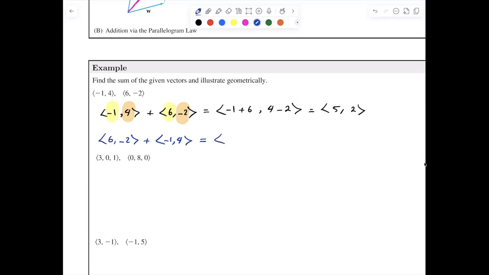Again, I'm going to take the very first components and add them together, which is 6 minus 1, and then I'm going to take the second components, -2 and 4, and add them together, which is -2 plus 4. Here you have (5, 2) again. These two are the same. So basically, it doesn't matter if you add u to v or v to u. You're going to get the exact same result.